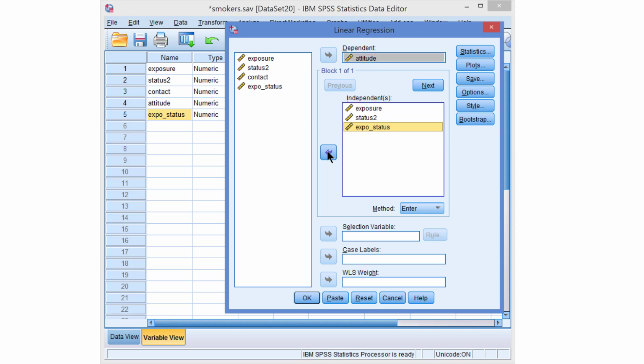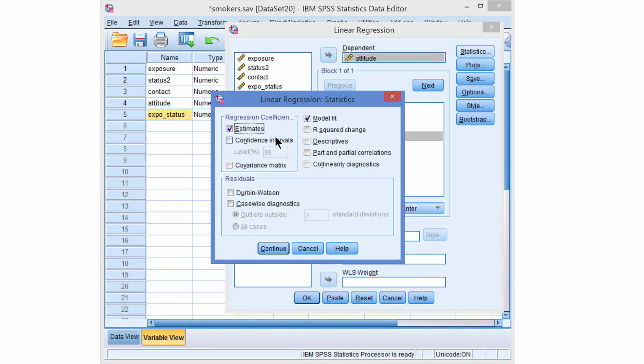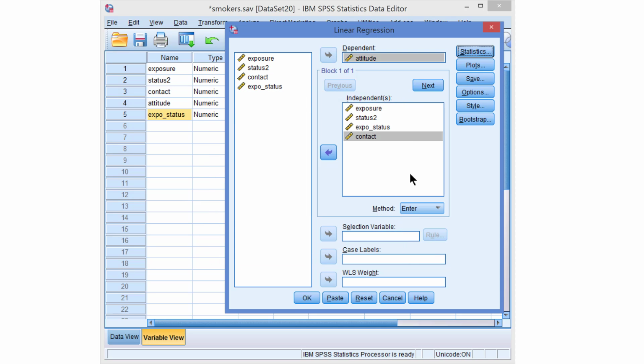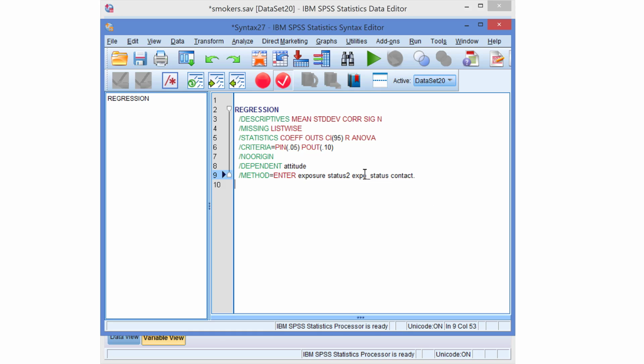And finally, just to complicate things, let's include contact with smokers as a covariate, as another predictor which is not included in the moderation. As usual, we want to have the confidence intervals, and in addition, it is recommended to use the descriptives, which will give us the average scores and the standard deviations for all the variables in the model, and that will be handy later on. If we want to check the assumptions for regression analysis, we must make some plots, but this is explained in another video, so let's skip it here. Let's paste and run.